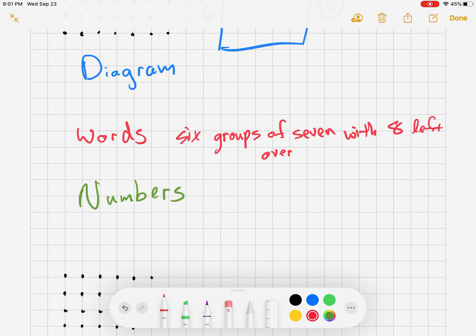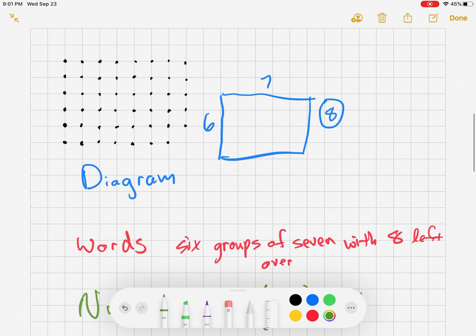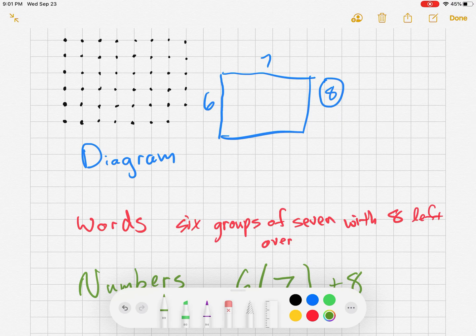And so if we write this as numbers and symbols, I would say 6 groups. Now, in math, I want us to start thinking about these parentheses as a group. So I have 6 groups of 7 with 8 left over, right? Oh, 8 left over. I don't have 8 left over. Yeah, goof. Right? We're going to fix all of that.